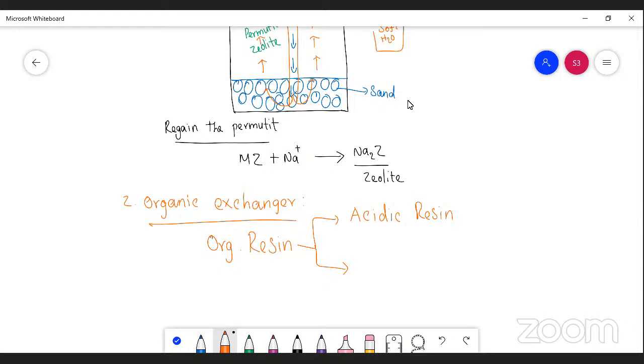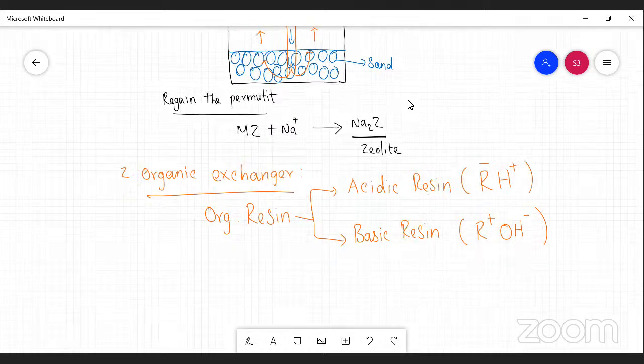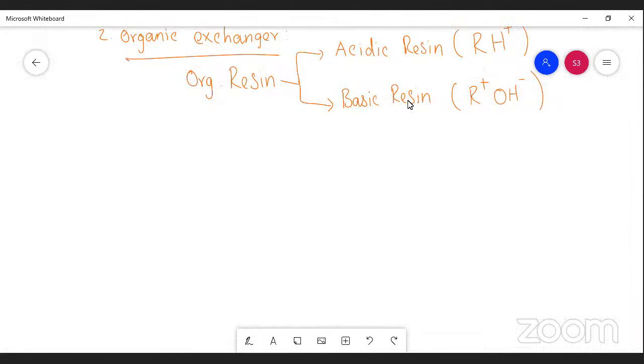Acidic organic resins are taken as organic so that it is R, and acidic so that it is H plus. Organic means it contains an R group, that is an alkyl group. So RH plus, with R minus and H plus, is considered as acidic organic resins. Then basic organic resins are represented as R plus, and since it is a base, it must contain OH minus. So the basic organic resin is R plus OH minus, and the acidic organic resin is RH plus. By using these organic resins, we may remove the cation and also the anion.